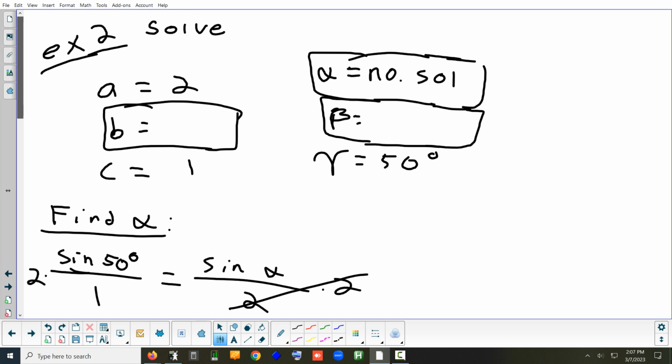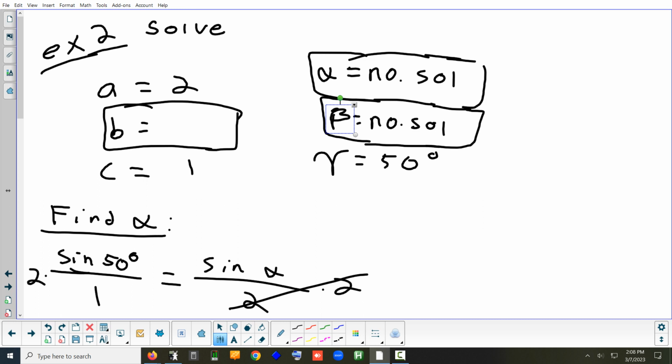Now, if I had gotten an answer for alpha, how would I use that to get beta? I would have added it with 50 and then subtracted it from 180. But because I wasn't able to get alpha, I'm also not able to get beta.